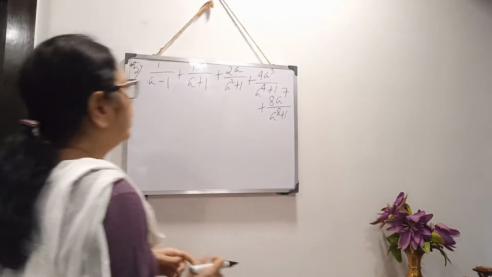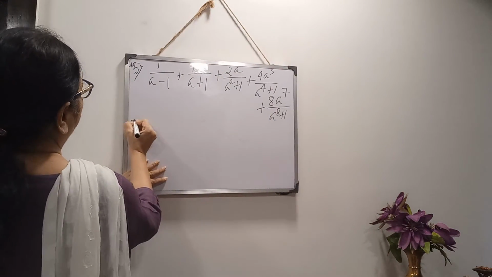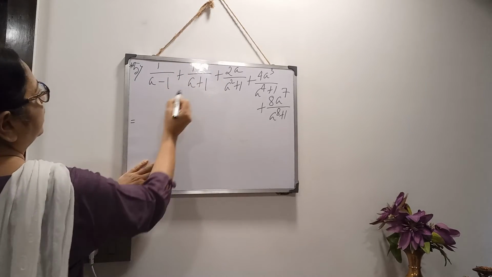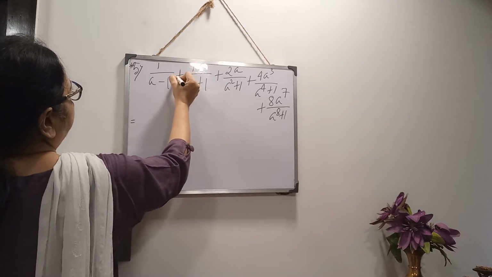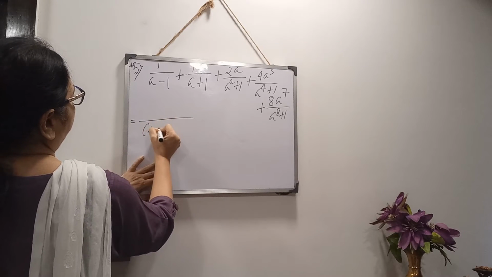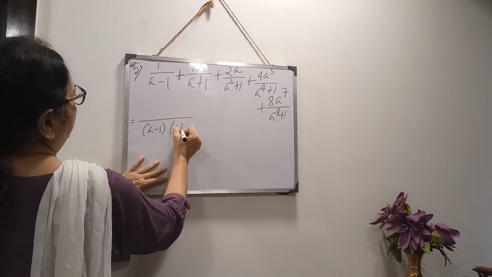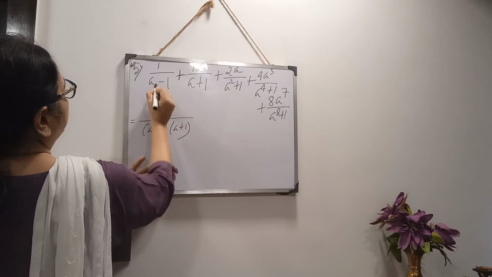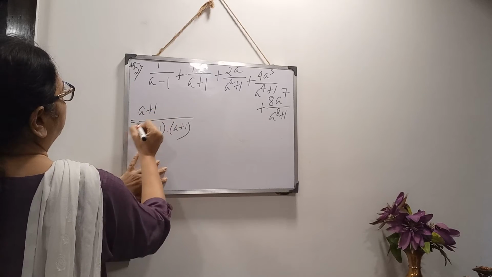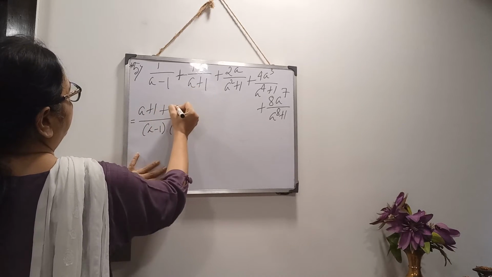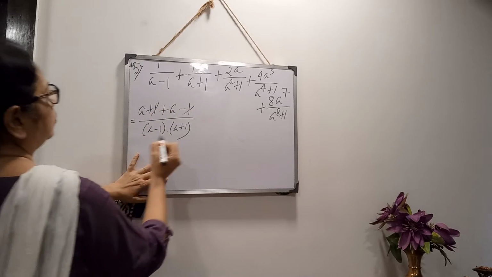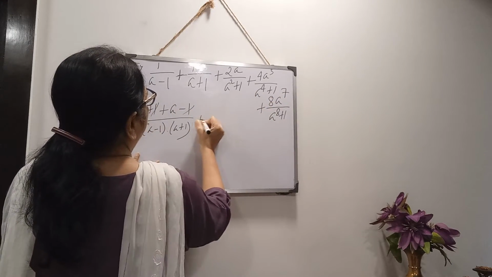Now how to do? First, step by step you will do. First we will take first two terms. Then we will take the LCM. This is fractional addition. What is the LCM? A minus 1 into a plus 1. There is a minus 1, missing a plus 1. So 1 into a plus 1 means a plus 1, plus here a minus 1 will go. Now 1 will be cancelled out. Then rest of the terms copy.